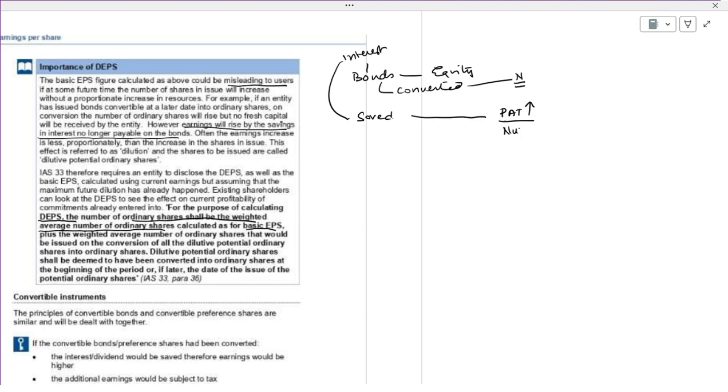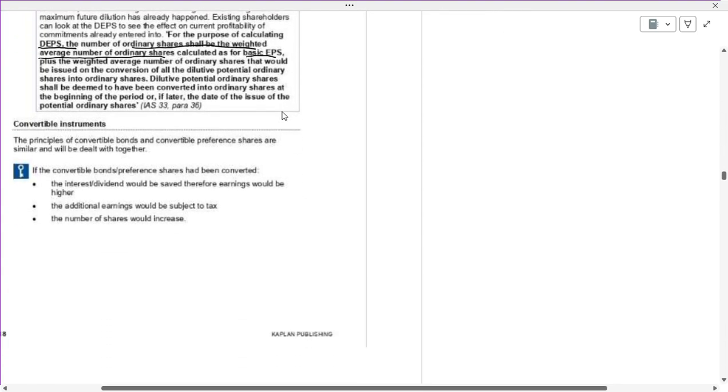Interest amount will be saved. Okay, we are not going to pay interest on the bonds, and subsequently what will happen? The profits will increase. Profits will increase. The number of shares will also increase. Fine. That's the simple secret of this.